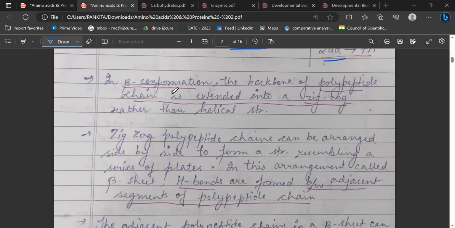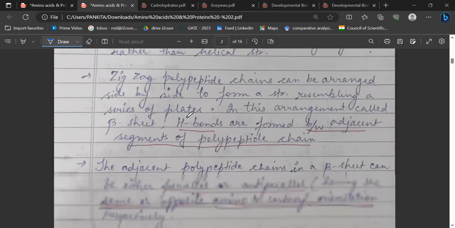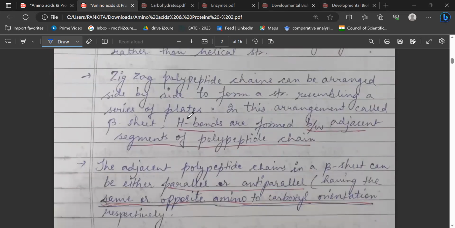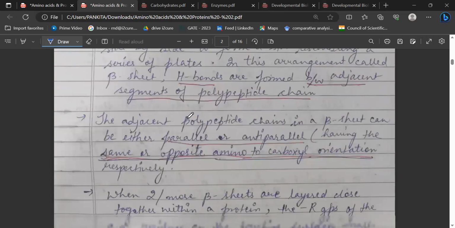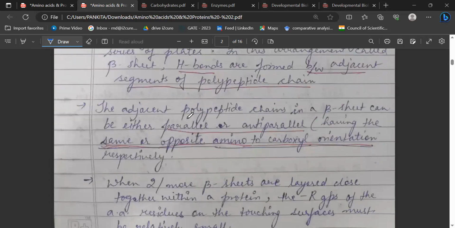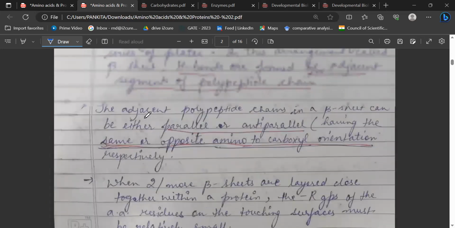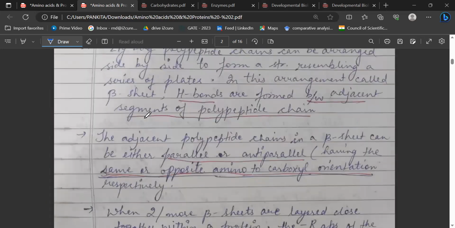So in beta conformation, the polypeptide chains are extended in a zigzag structure as opposed to the helical structure, and they resemble a series of plates. The zigzag polypeptide chains, when they are arranged side to side, form a plate-like structure. That's why this arrangement is called beta sheets, because they form like a plate, and the hydrogen bonding is between the adjacent segments of the polypeptide chain.